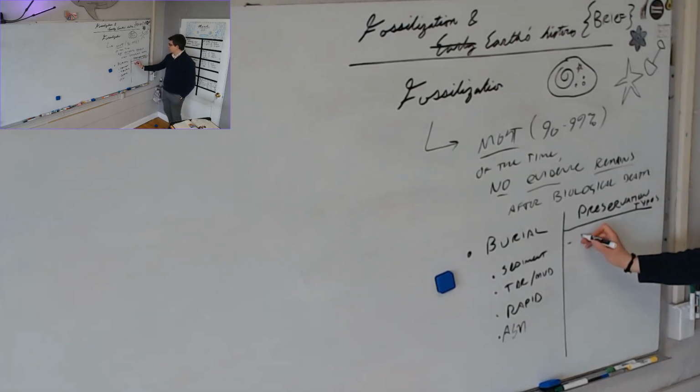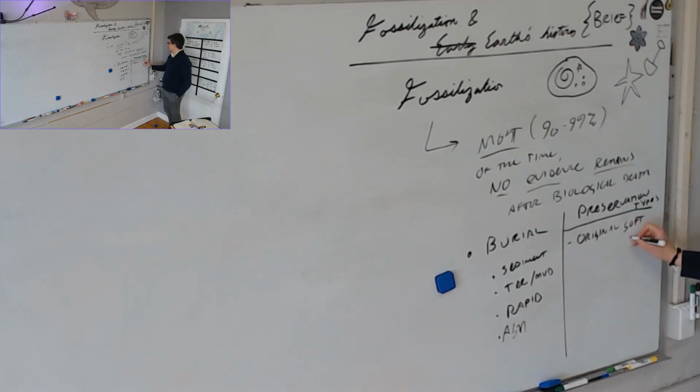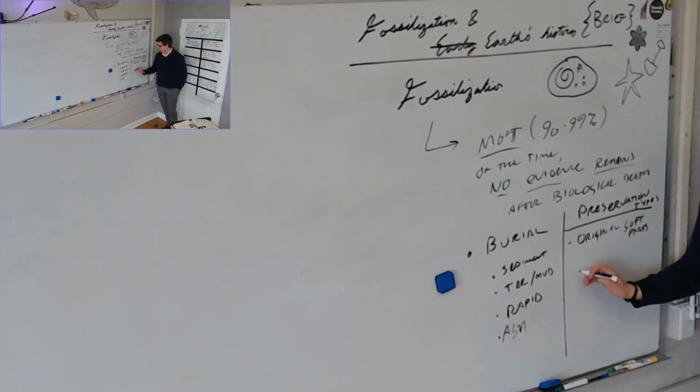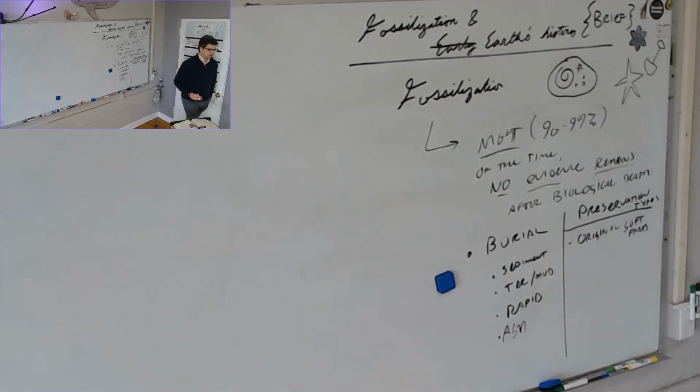The rarest is original soft parts. Why would that be rare? And how could it even happen? Why would it be rare is an easier question to answer than how could it ever happen. Why would it be rare for original soft parts to be preserved?